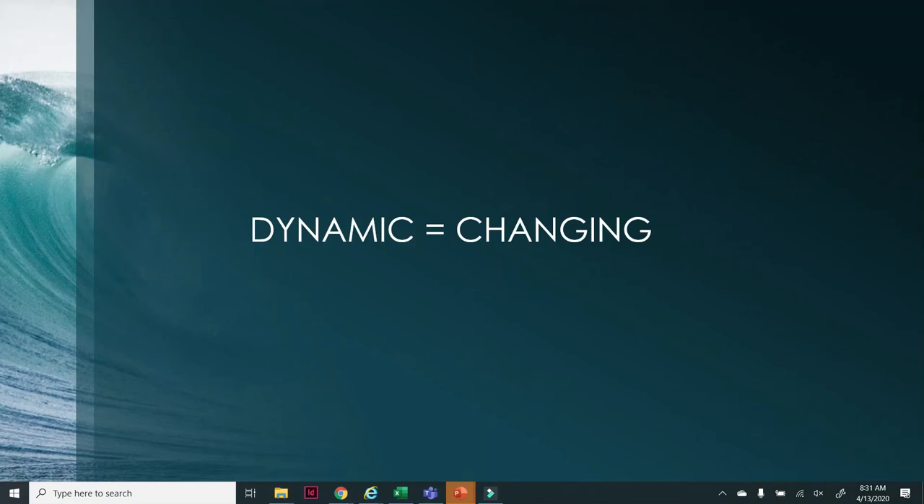Before we jump right in, I just want to remind everyone what the word dynamic means. So dynamic means changing. Our shorelines change quite a bit, especially here in Georgia because we have sandy shoreline here as opposed to a rocky shoreline. So our shoreline is changing.